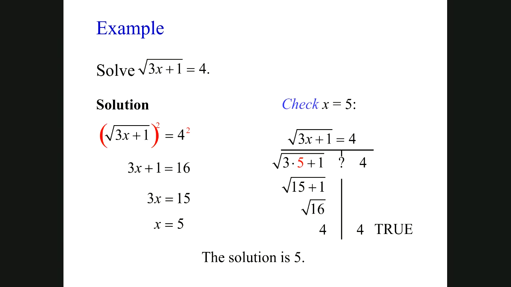All right, so look at this one right here. This will be easy, right? When I have the square root of 3x plus 1 equal to 4, how do I solve this one? Well, I'm going to square both sides. Square and square root cancel out.